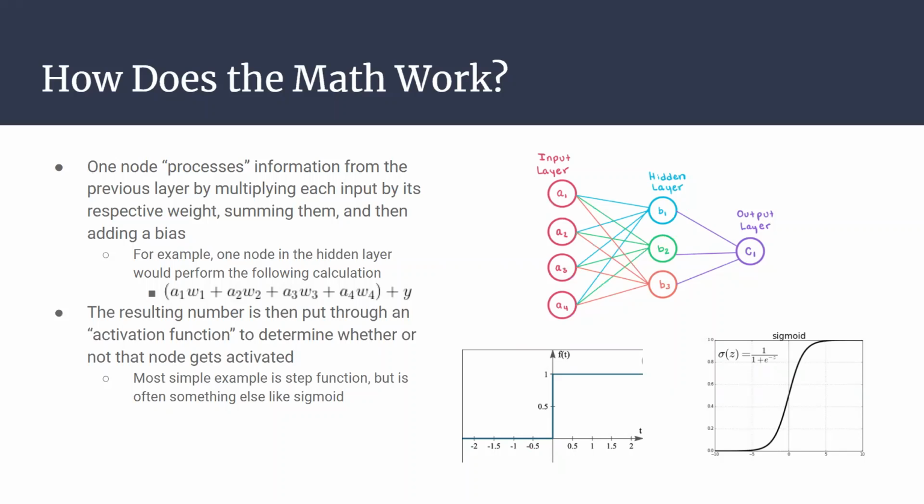So the math of a neural net, just using one, for example, the node B1 in our hidden layer here, it would multiply each input by the associated weight on the connection, and then add those values together, and then additionally add a bias, which would be specific to that node. And then that number gets put through an activation function, which essentially outputs either a 0 or a 1. So the most basic version of that is the step function, but more often it's something more complicated like sigmoid, which we have also pictured here.